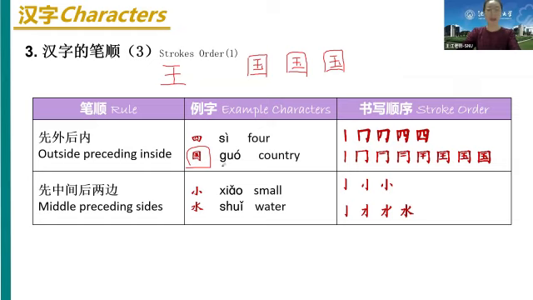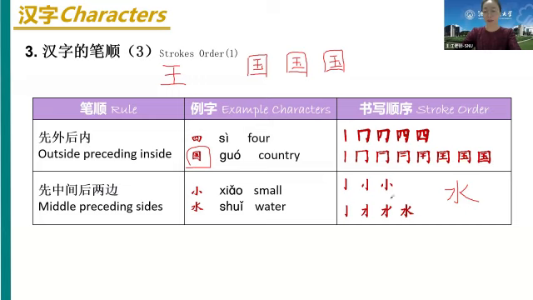Okay, let's go on. And when we write such characters, for example, 水, which we have just learned, we should write middle preceding sides, okay? So for example, 水, we should write the middle at first, vertical turning hook, and then left side preceding right side, okay? So that is the stroke order. Are you clear?